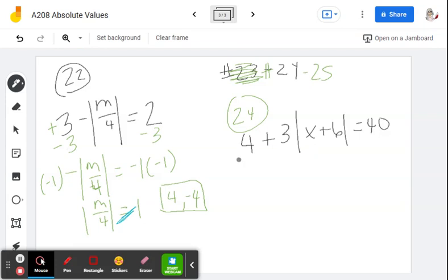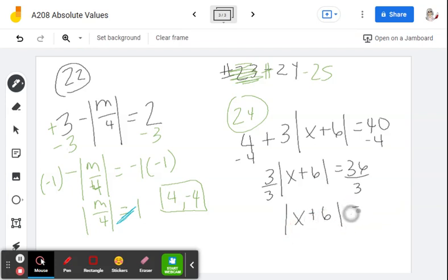So this is like an add, so I'm going to subtract 4. Remember, both sides of this equal sign. 3 absolute value x plus 6 equals 40 minus 4 is 36. This is multiply, so I'm going to divide by 3. And then I get absolute value x plus 6 equals 36 divided by 3 is 12. So what plus 6 is 12?